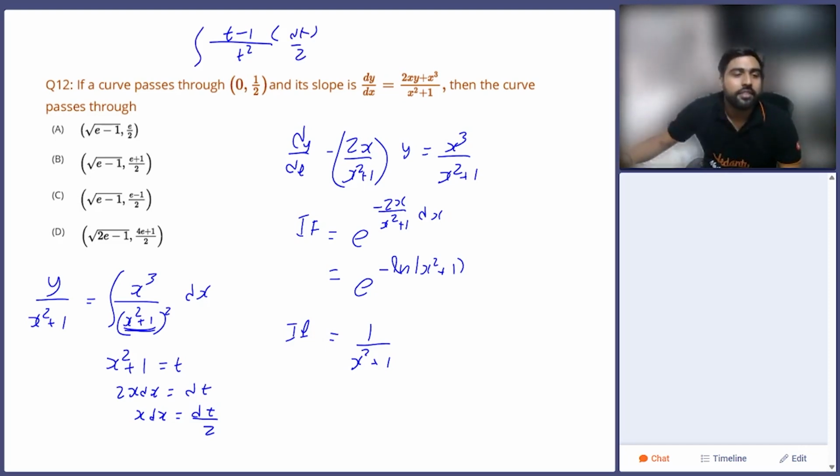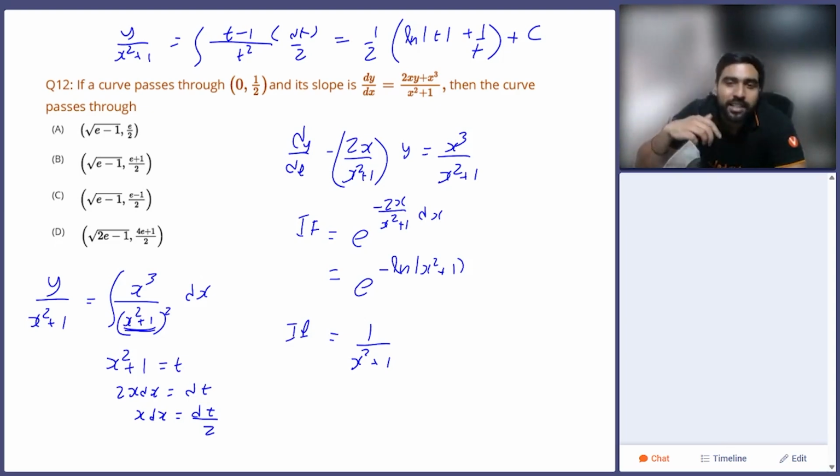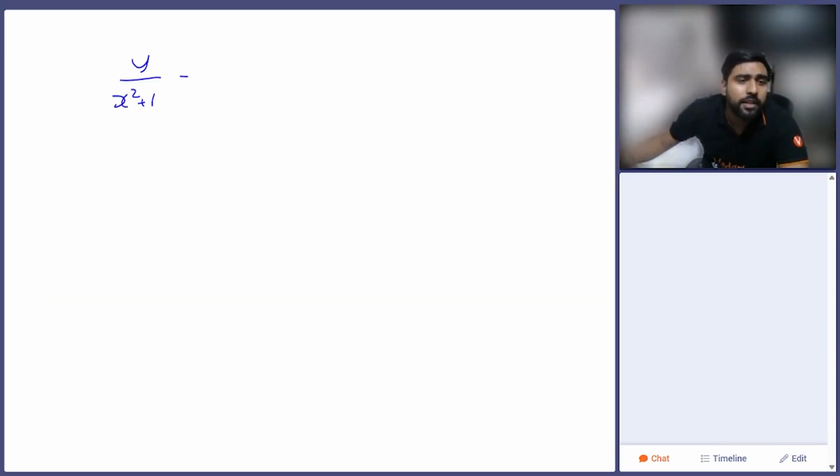There's this integral that we have. So y upon x square plus 1 is equal to this expression. Now let's take the 1 by 2 outside. What is the integral? It is t upon t square, that is ln mod t, then minus the integral of 1 upon t square, that will be t power minus 2 plus 1, that's 1 by t format, plus the constant of integration. It's a bit calculated, this one. So you have y upon x square plus 1 equals 1 by 2 into ln of x square plus 1, t was what we had substituted, plus 1 upon x square plus 1 plus the constant of integration.